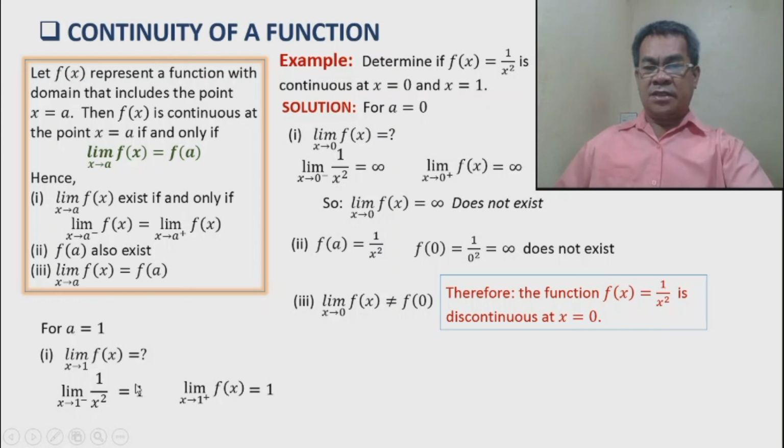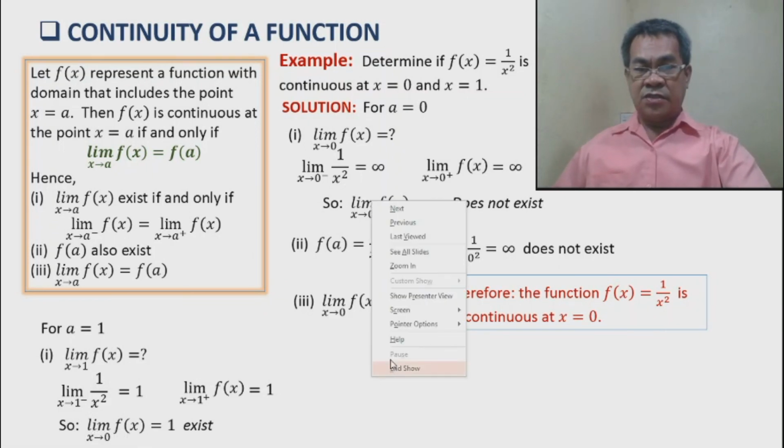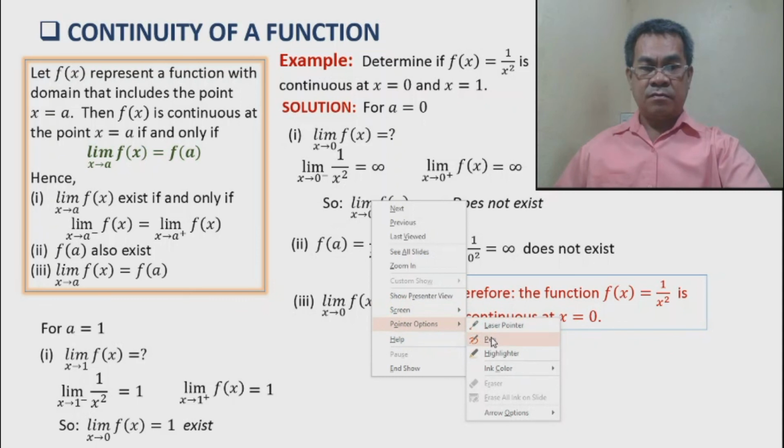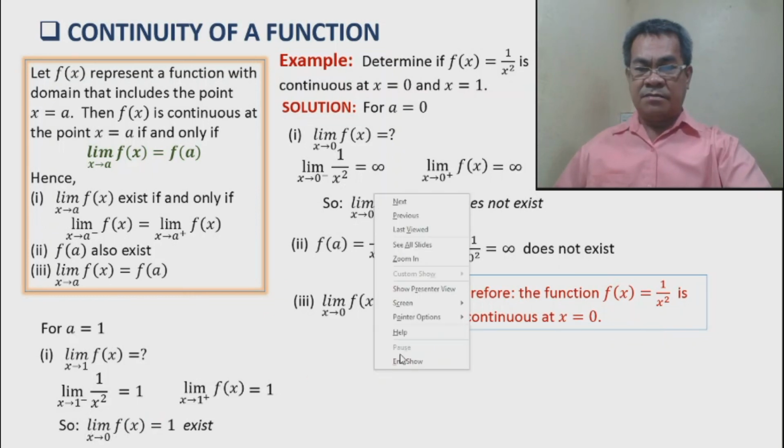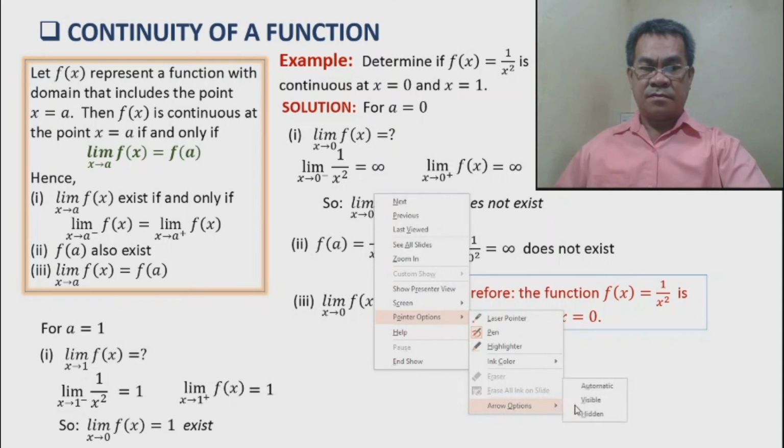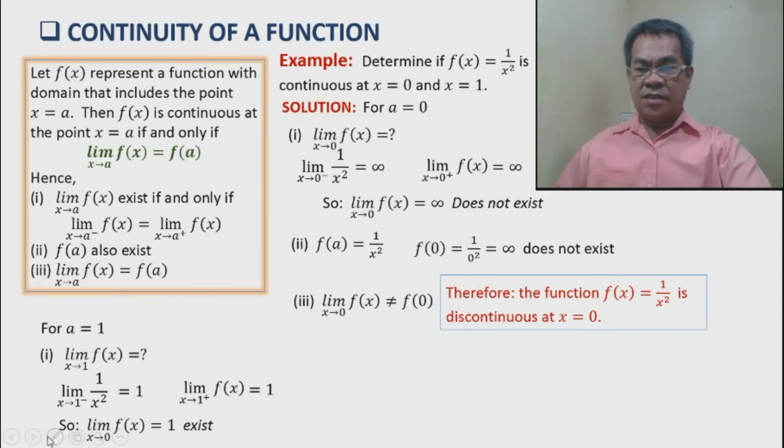Which means that we can say that the limit of the function at x equal to 1 is 1. Sorry, this should be 1. So, the limit exists.